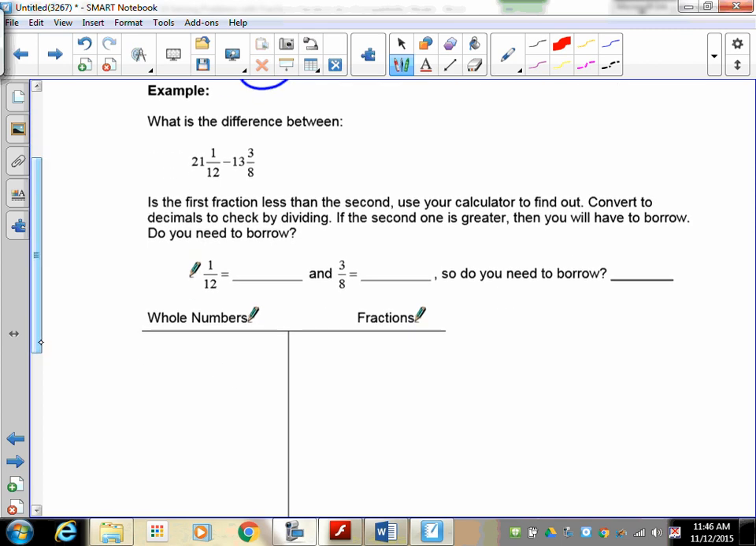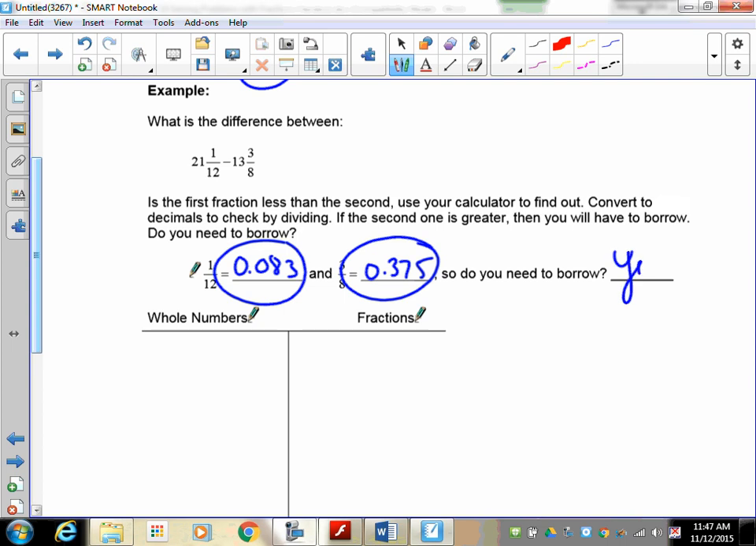Well, you have to do a quick check if it's not obvious to yourself and do some dividing. All right? You have to divide the fractions, turn them into decimal form so that you can find out whether or not you actually have to do an actual borrowing. So let's take a look here. I've got 21 and a 12th. If I take 1/12 and divide it out, you're going to find that 1 divided by 12 is 0.083. And 3 divided by 8 is 0.375. So my first fraction is less than my second. So do we need to borrow? Most definitely, yes.